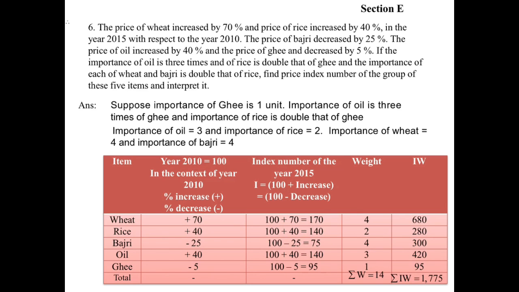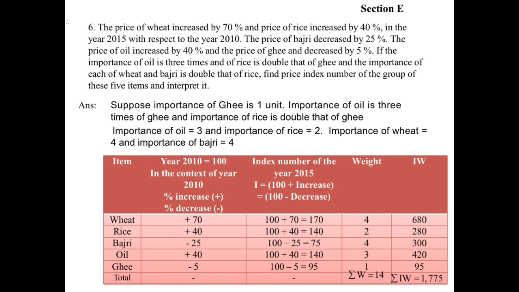If the importance of oil is 3 times, and rice is double that of ghee, and importance of wheat and bajri is double than that of rice, then find the index number of the group of these 5 items and interpret.